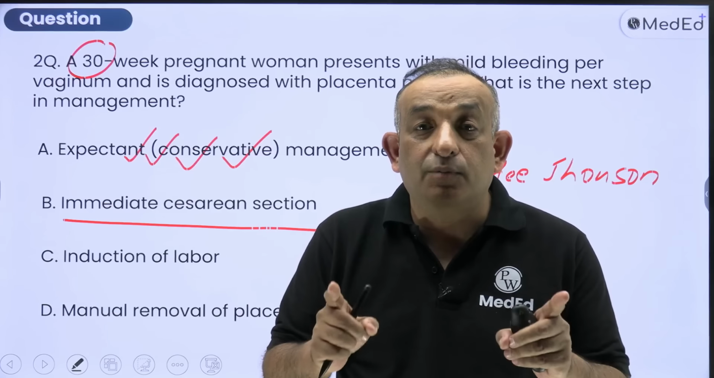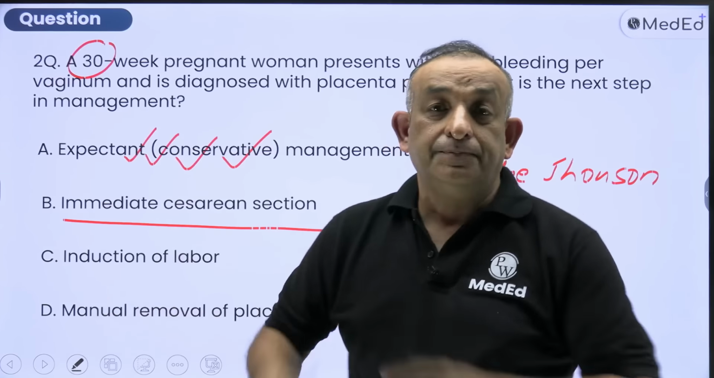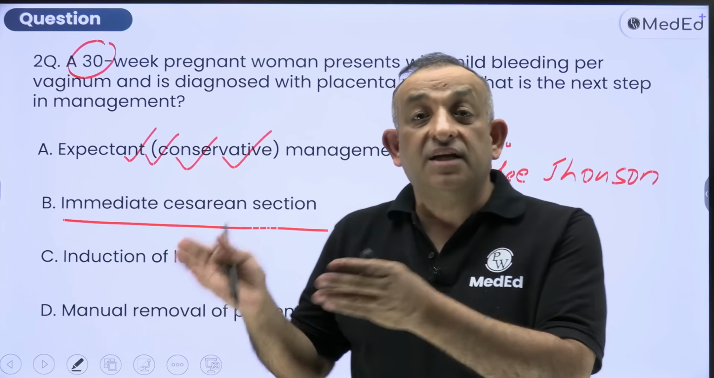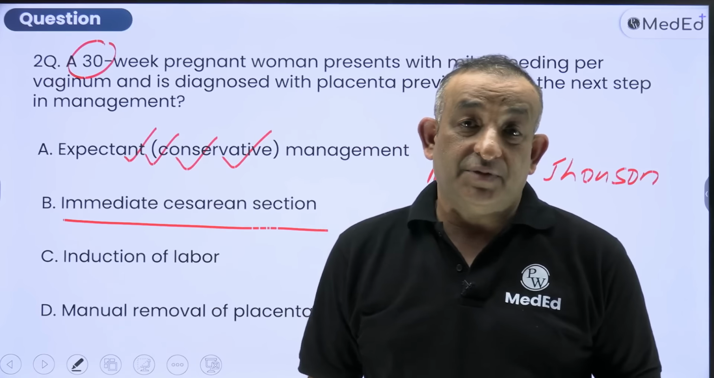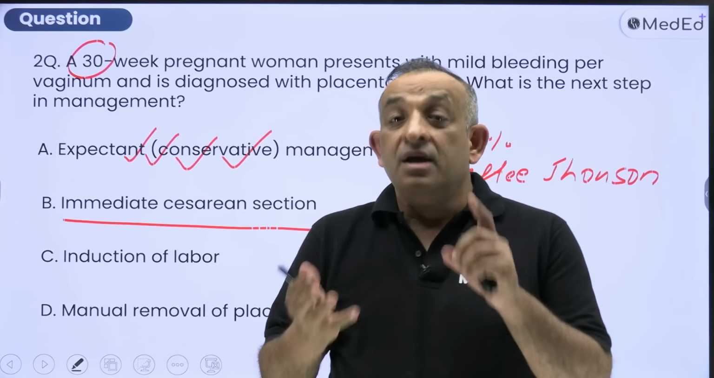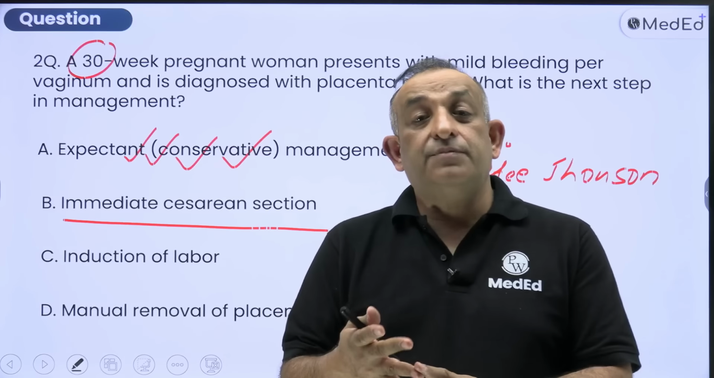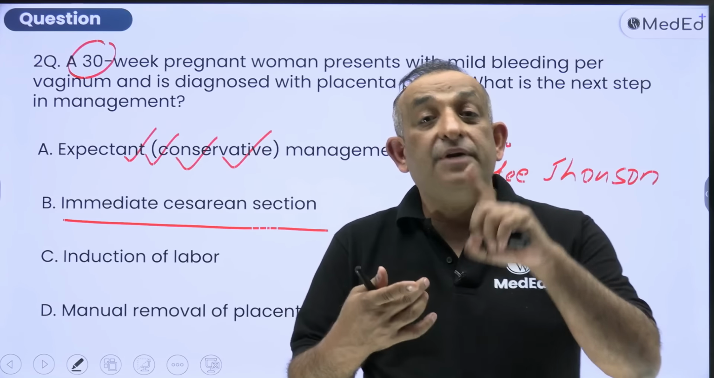And the last one is the most important. If the patient is in labor with a placenta previa, again it's a contraindication for conservative management. These four, remember one thing, okay? Dead baby, anomalous baby, mother bleeding, and the patient is in labor.